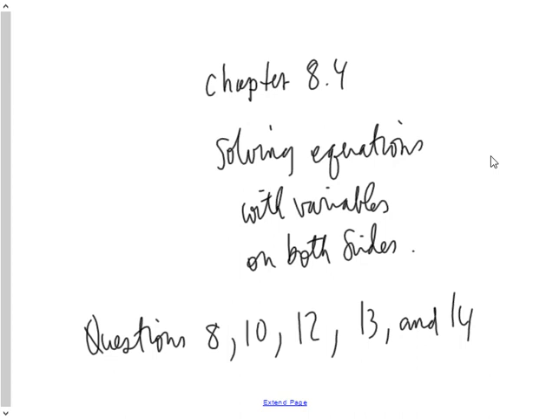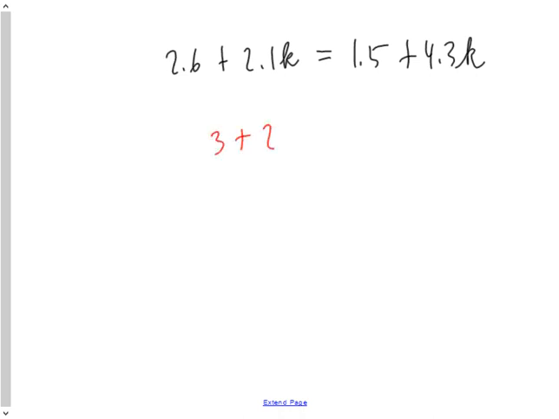Question 8a says 2.6 plus 2.1k, or 2 1/10 of the value of k, is equal to 1.5 plus 4.3k. So this is a fairly easy question, and I guess the question you would have seen maybe in grade 8 would have been 3 plus 2k is equal to, let's say, 2 plus 4k.